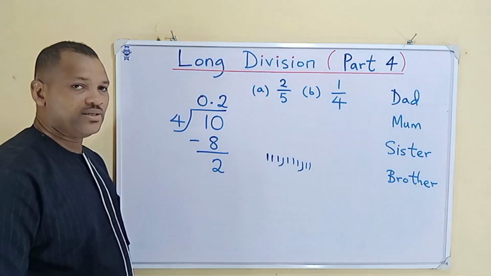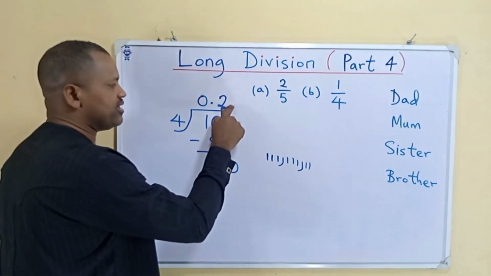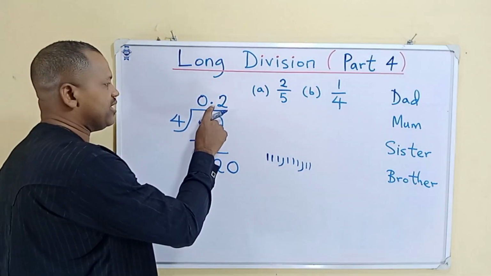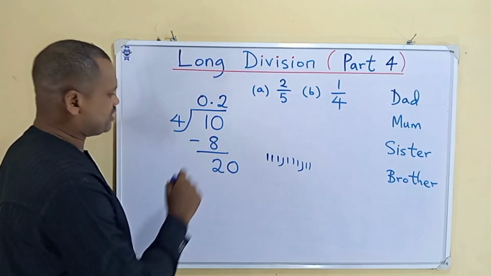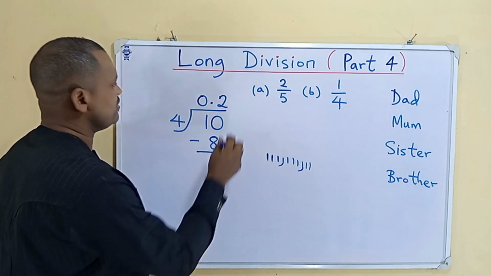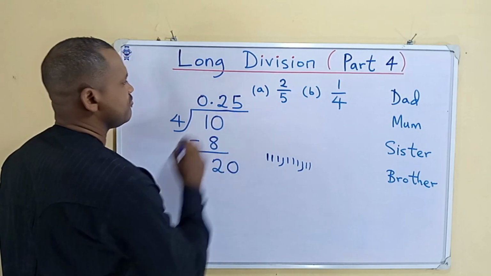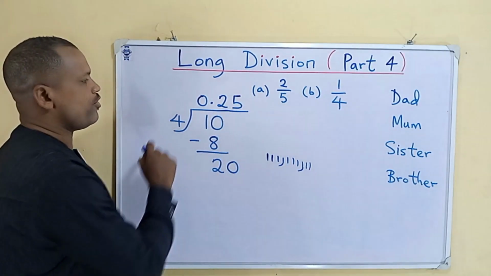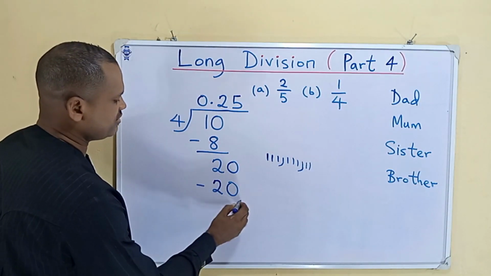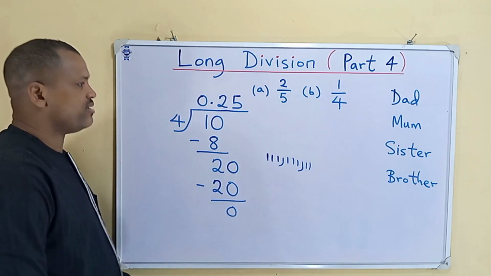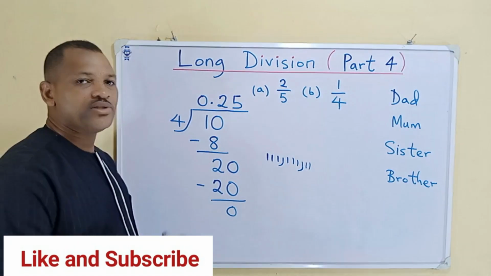4 into 2, you cannot. You put 0. Don't put a dot here again. You only put the dot just once. So 4 into 2, you cannot. Put 0 here. 4 into 20 is 5 times. 5 times 4 is 20. When you subtract this, you will get 0. So that's just it. Step by step, you will get your answer clean.